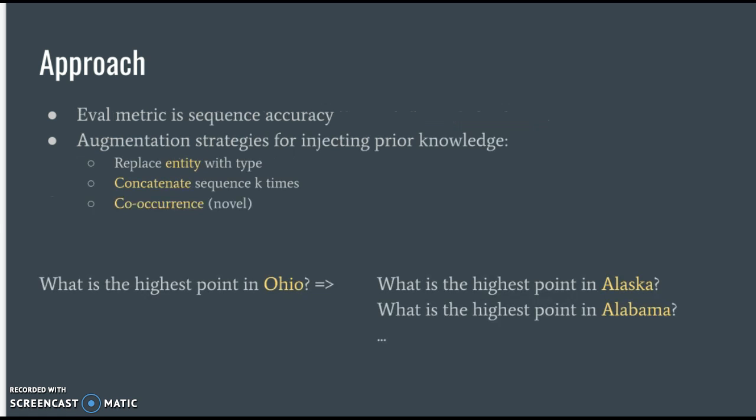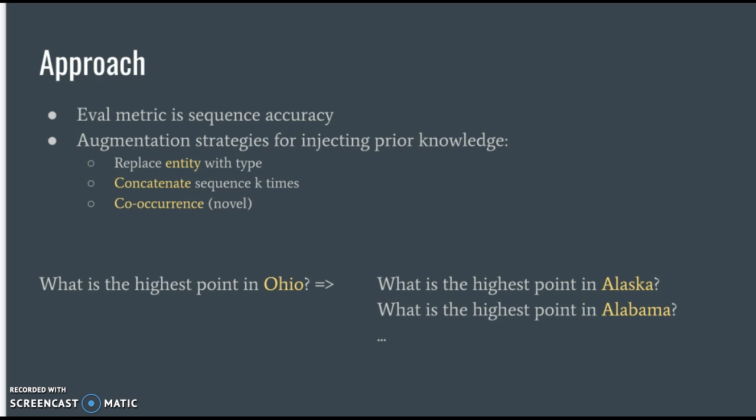So the evaluation metric is called sequence accuracy, which is basically an exact string match for the predicted sequence relative to the true sequence. And I'm using a few augmentation strategies to allow for injecting prior knowledge into the model. These include things like replacing the entity with its type and also concatenating the same sequence over and over again. In this example, we're actually only using 2. So we're concatenating the same sequence by itself just once.